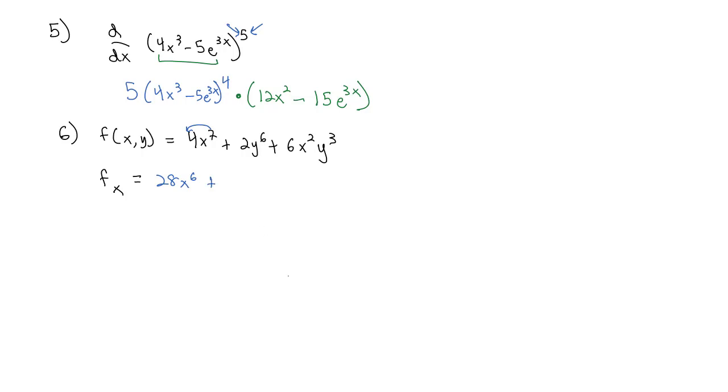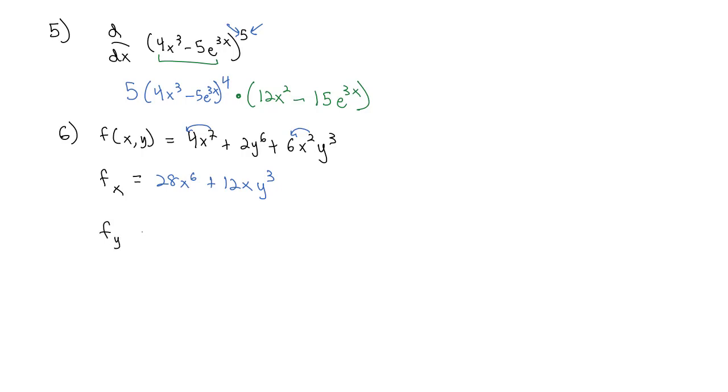Plus, notice the second term doesn't have any x's on it. It's a constant. The derivative of a constant is 0. So I don't need that. We go to the next term, bring the exponent out front. We've got 12x to the 1st. And the y cubed is a constant, so it's just along for the ride.